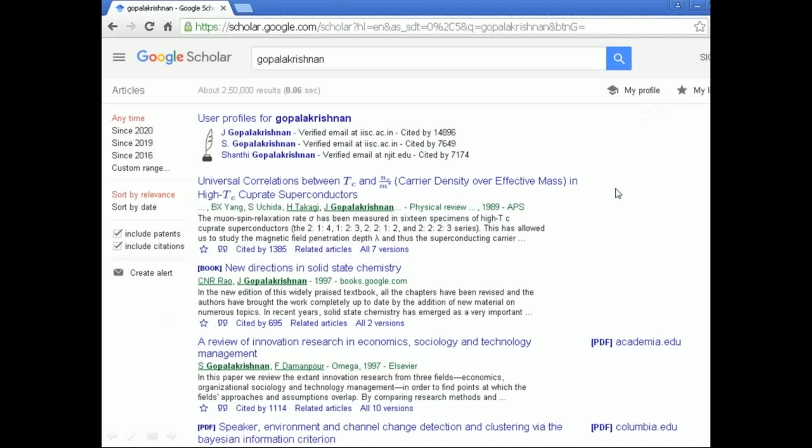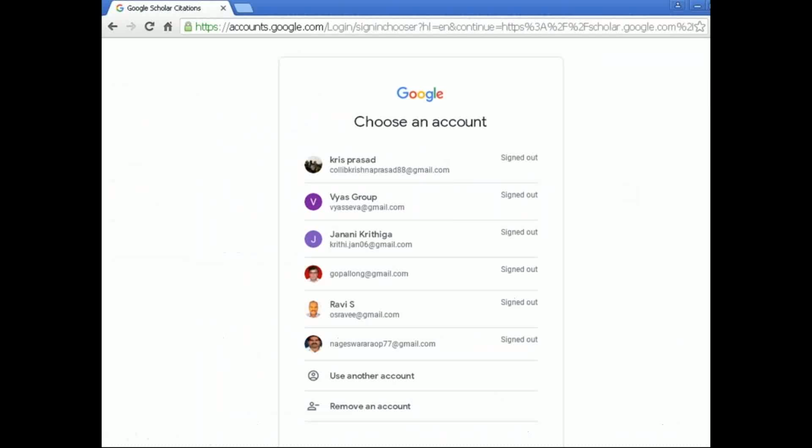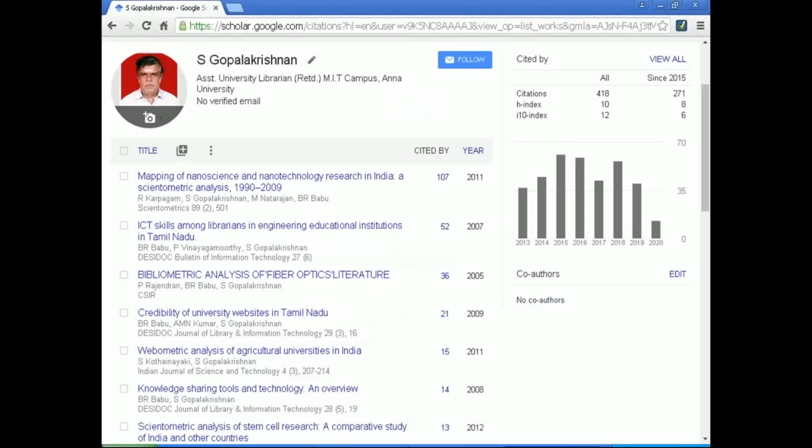I'm clicking my profile. Automatically, I will get my mail information. I'm clicking my mail information, googlelong@gmail.com. Immediately, I will get a screen like this. My photo is there, my name will be there, and the designation and other things you have to provide.